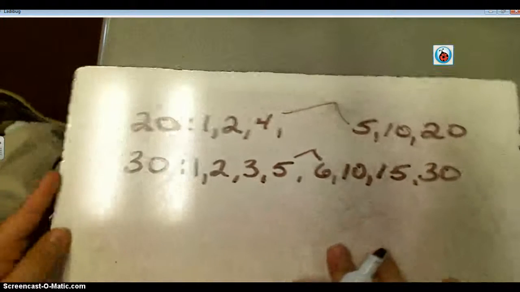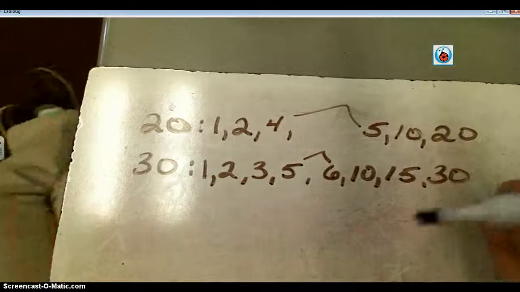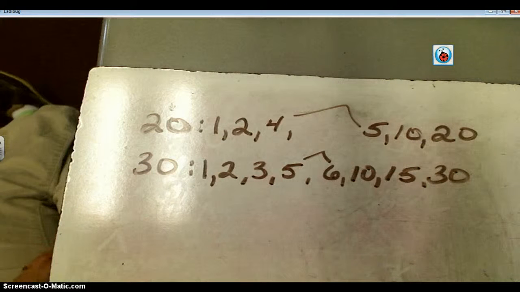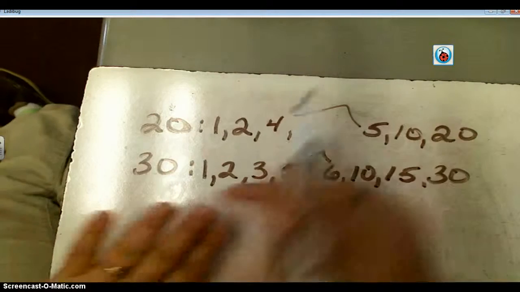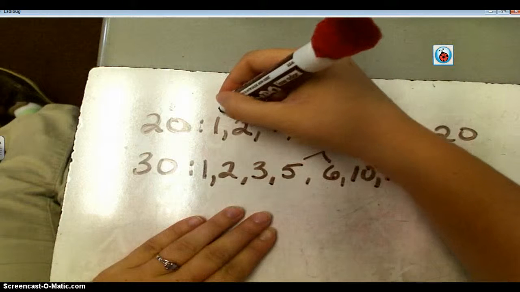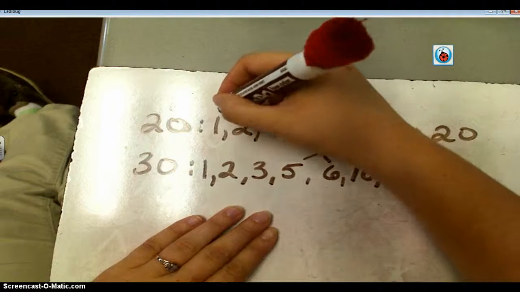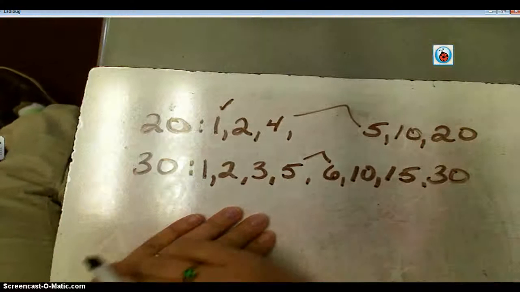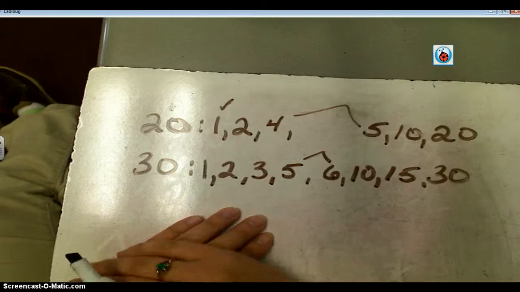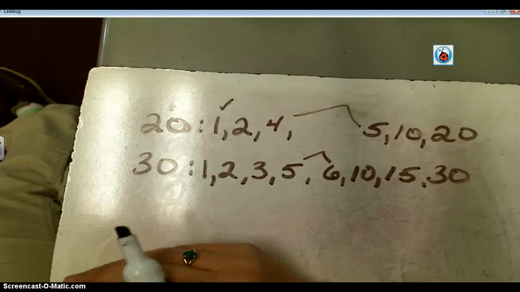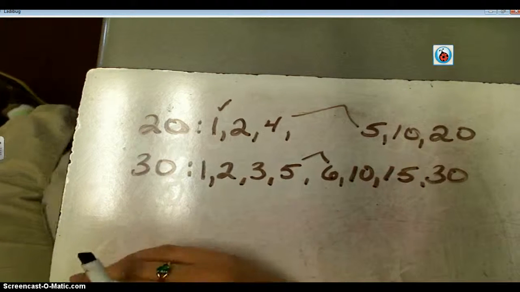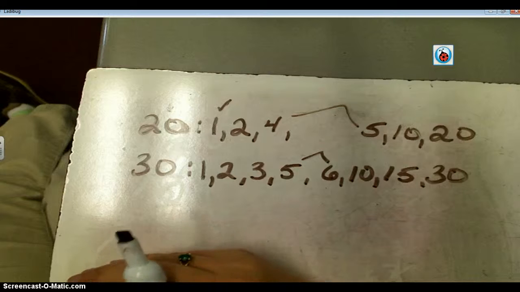Now we're going to look at it this way. What factors do they have in common? Let's start from the first. They're always going to have 1. Okay? They will always have 1 in common. You know why? Exactly, because any number can always be multiplied by 1 to get itself. Does that make sense?